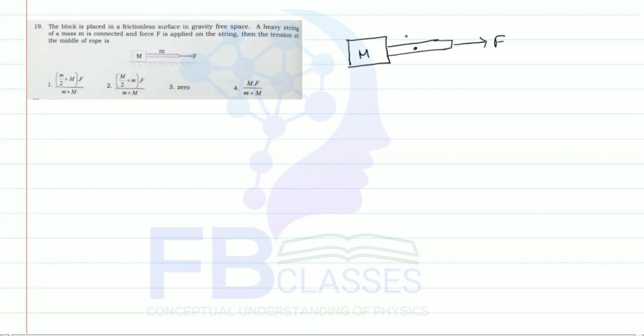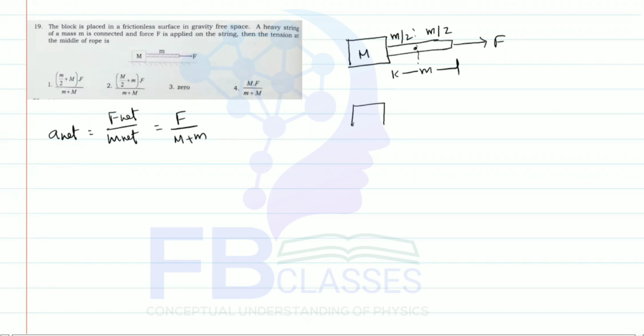Now here he says to find the tension at the middle of the rope. So the rope mass is small m, so the middle of the rope is nothing but m by 2. Yes or no? So the total mass is capital M plus small m. Now we have to find out, see here, A net is equal to F net upon M net. Yes or no? F net is how much, my dear? Only F is acting. So F upon capital M plus small m. So this is A net.